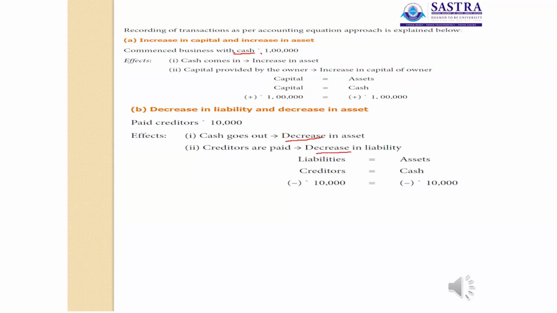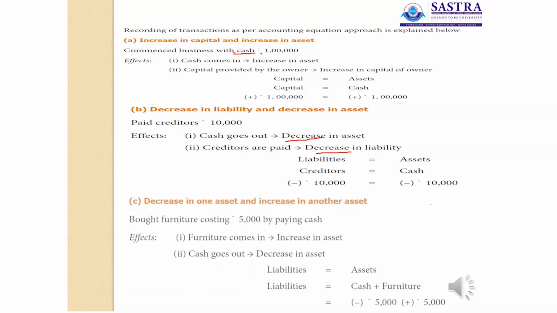Now you have to apply the accounting equation. The accounting equation is liabilities equal to assets. What is the liability here? 10,000. The value is decreased, so minus 10,000. Here the cash value is also decreased, so minus 10,000. So 10,000 will be decreased, and the accounting equation is equal here.